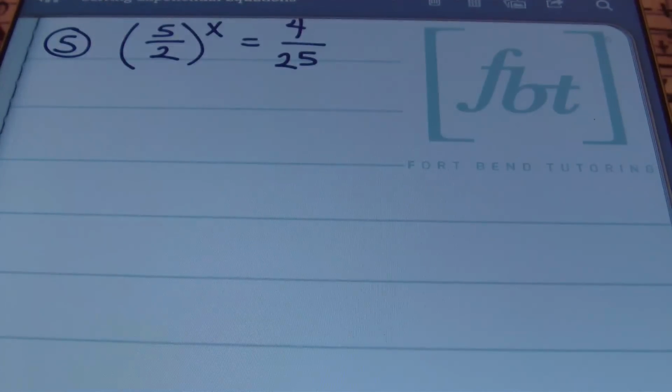In problem number 5, we have the quantity of 5 halves raised to the x equals 4/25. Once again, my first priority in order to make the process simpler for me is to try to find a common base that could be used.